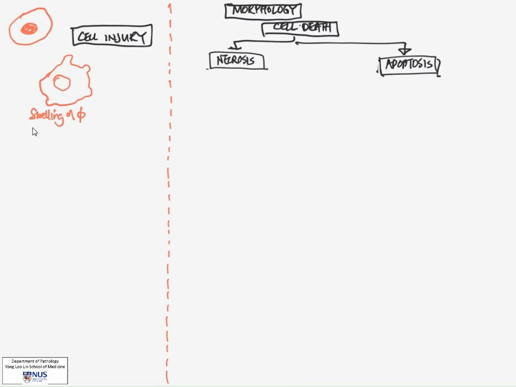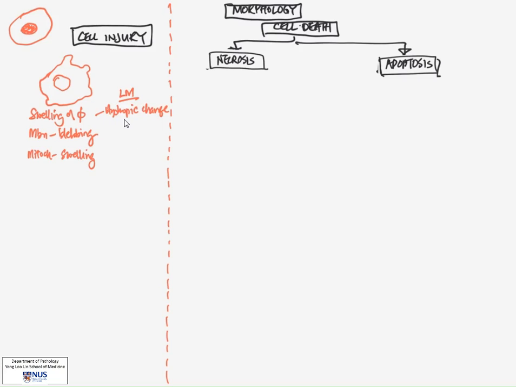The most obvious change is that the cell actually increases in size, so it swells, and often this is due to accumulation of water. There may also be some changes in the cell membrane, such as blebbing, because a lot of the time the membrane is damaged in cell injury. In addition, the mitochondria can also exhibit swelling, and this is not really appreciable on light microscopy.